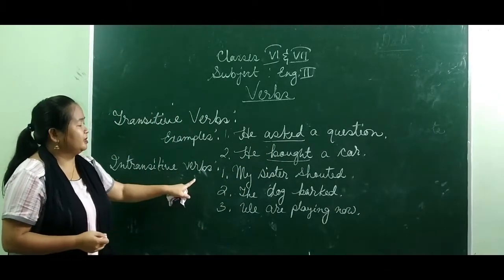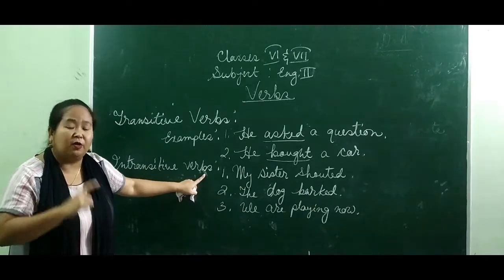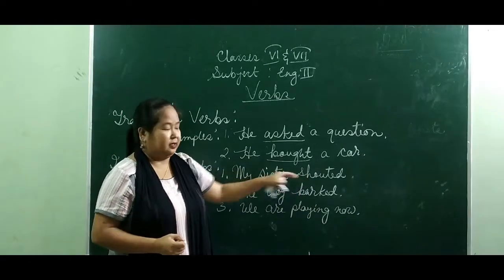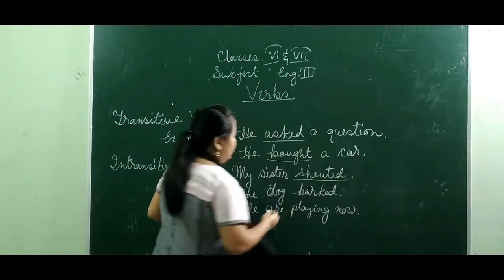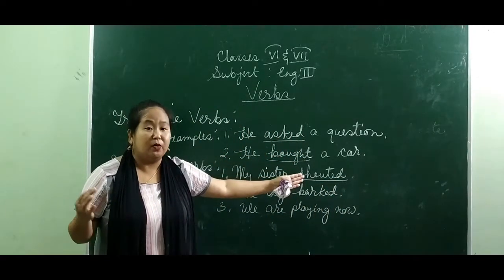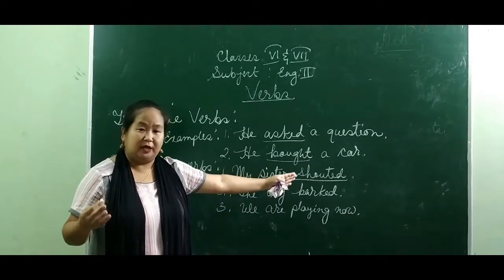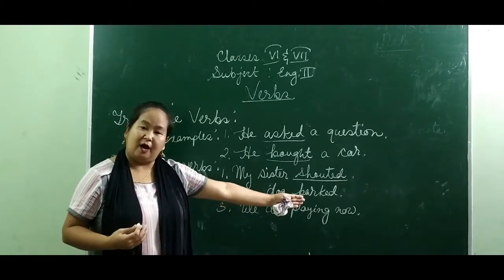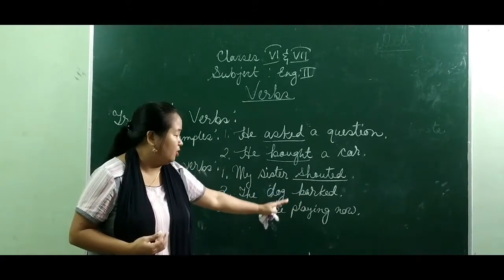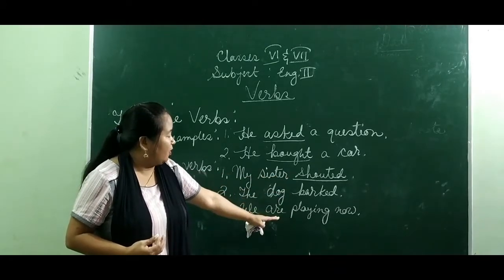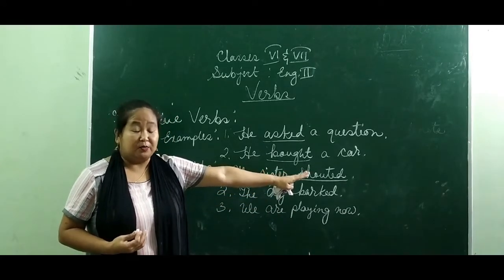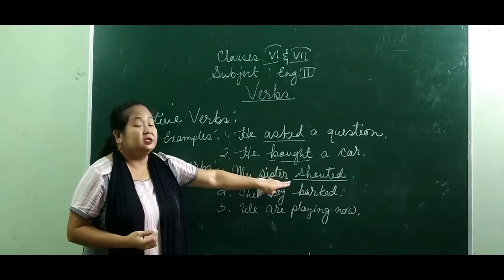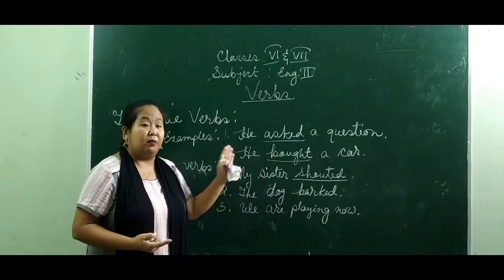And intransitive verbs are verbs which do not require any object to complete their meaning. Alright? My sister shouted. The verb itself completes its meaning. Okay, my sister shouted. We have no question to ask, right? My sister shouted. It completes the meaning. The dog barked. It completes the meaning. We are playing now. The verb itself completes its meaning. Okay, they don't require any objects to complete their meaning. Okay, so an intransitive verb is a verb which does not require any object to complete its meaning.